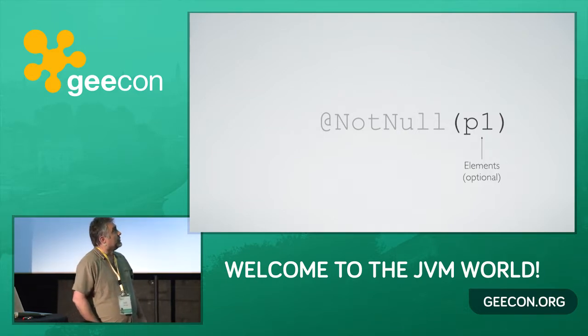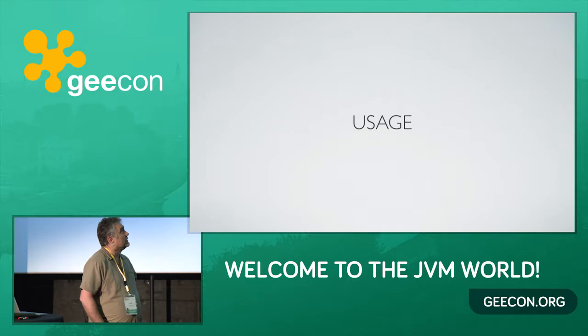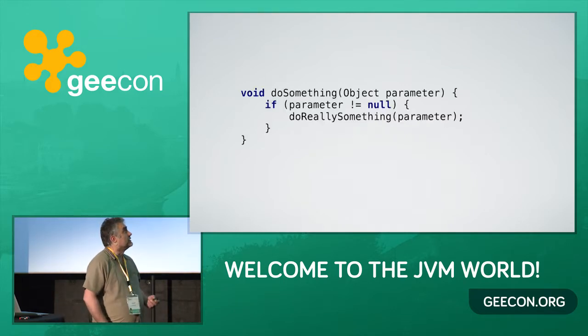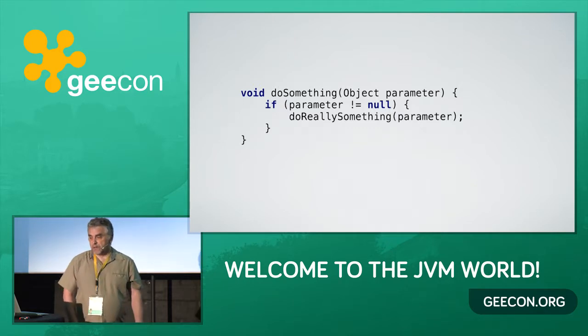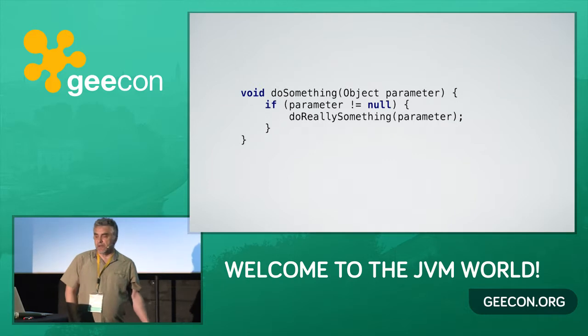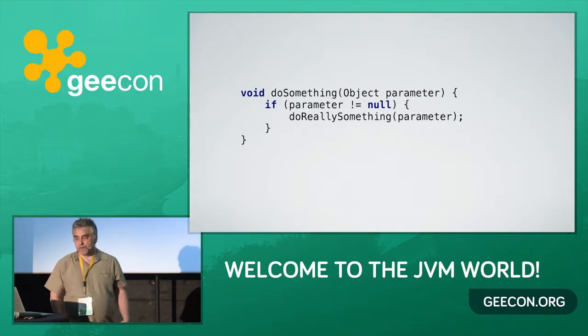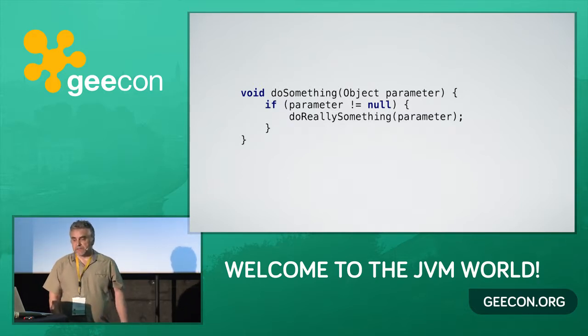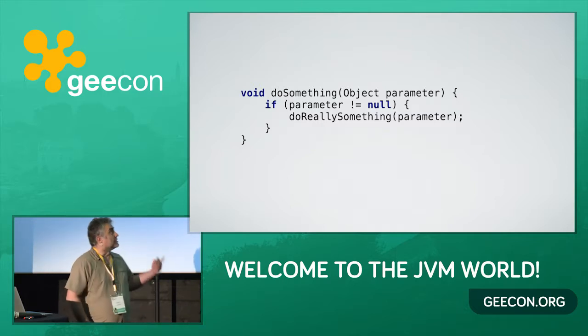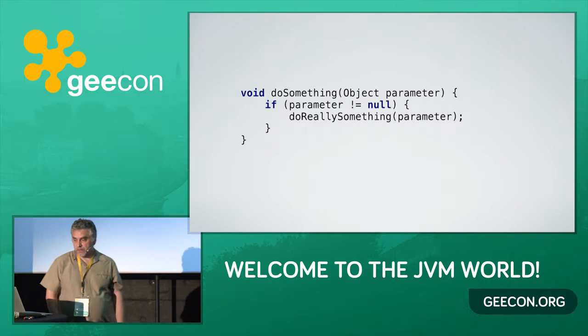But I chose that one on purpose because it all depends on the usage of the annotation, and this is a typical scenario. You have a piece of code, a method, which shouldn't have a parameter with a null value, so you check if that parameter is not null, and in case it's not, you call the actual method called do really something.